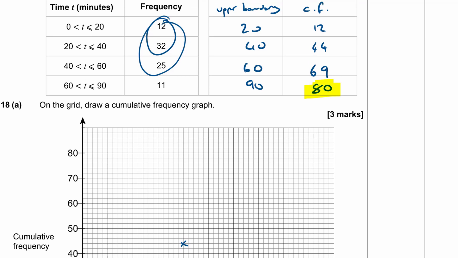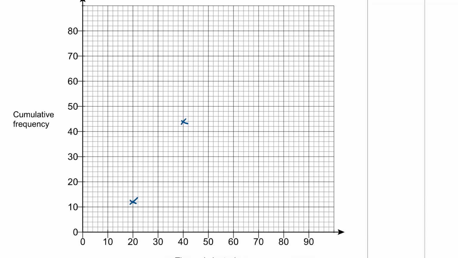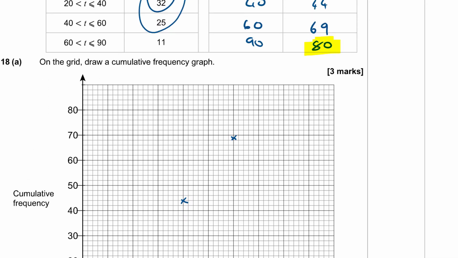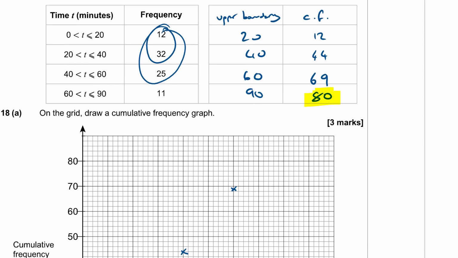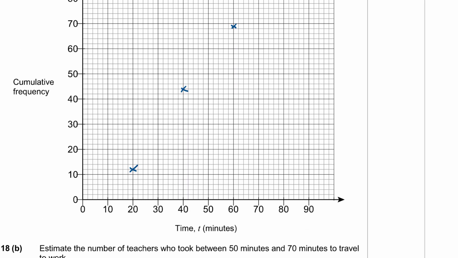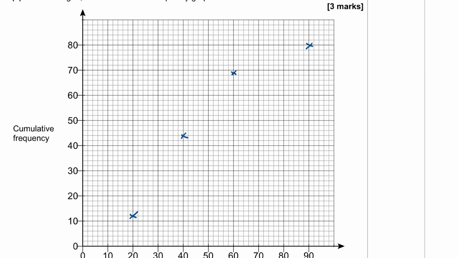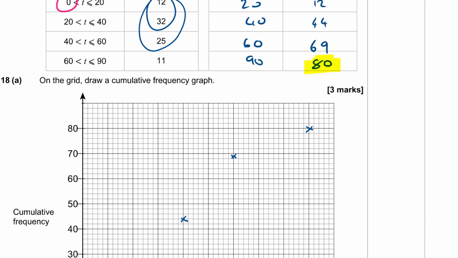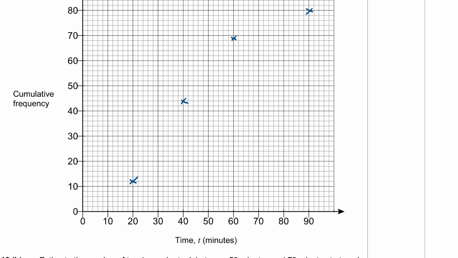We can plot 60 with 69. 60 and 69, it's going to be there. And then finally 90 with 80. Now we can also plot another point. We can plot the lower class boundary here against 0. So I can plot one at 0, 0 as well. So my graph actually starts there.